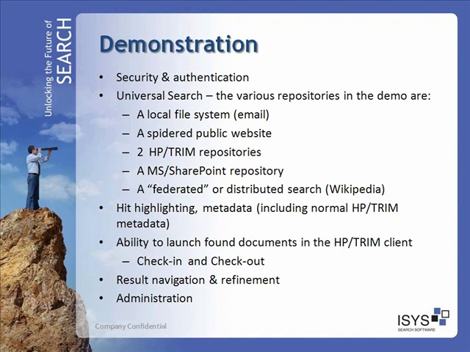Now, let's go through a demonstration. We're going to log on to ISIS Enterprise Server. We're going to go through the security and authentication process. We're going to go through some feature use cases as well as an individual use case, searching a local file system, which in this case is email, spidering a public website, which in this case is Hewlett-Packard, taking a look at how 2 HP TRIM repositories federate under this search scenario, also looking at how it federates with a Microsoft SharePoint repository and how we federate with other search components, i.e. Wikipedia or IAP in this case.